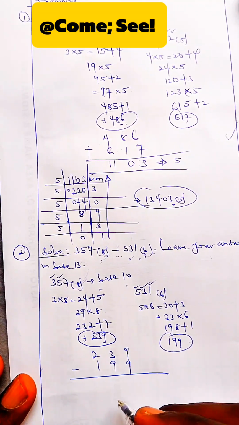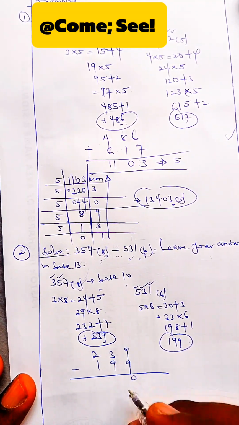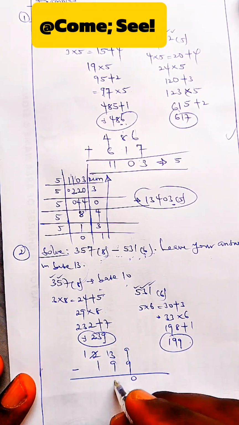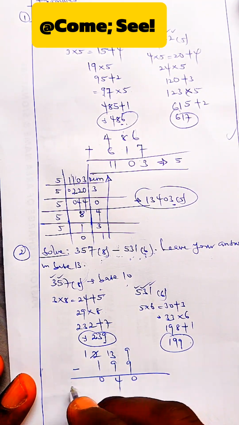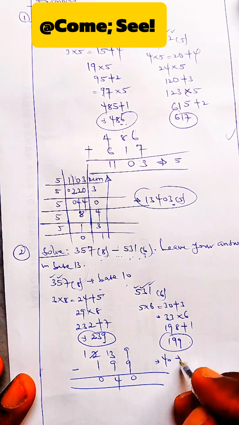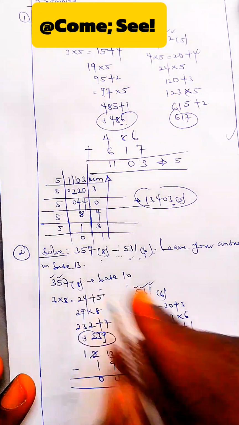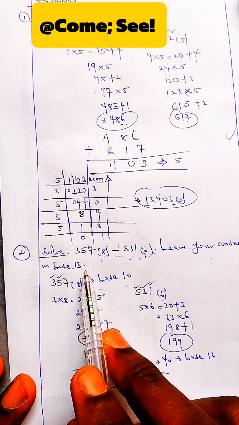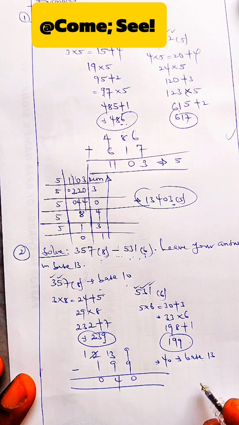239 minus 199. 9 minus 9 is 0. 3 minus 9 impossible. Borrow 1 from here, put here 13 minus 9 is 4. 1 minus 1 is 0. So we got 40. So you're going to convert this 40 to base 13. Don't forget they are both different bases, so the final answer is in base 13. So quickly let's do that.